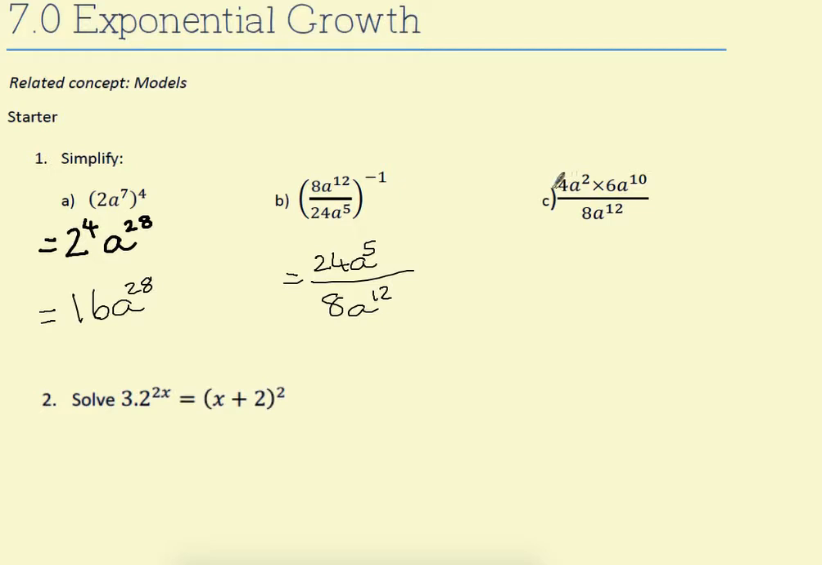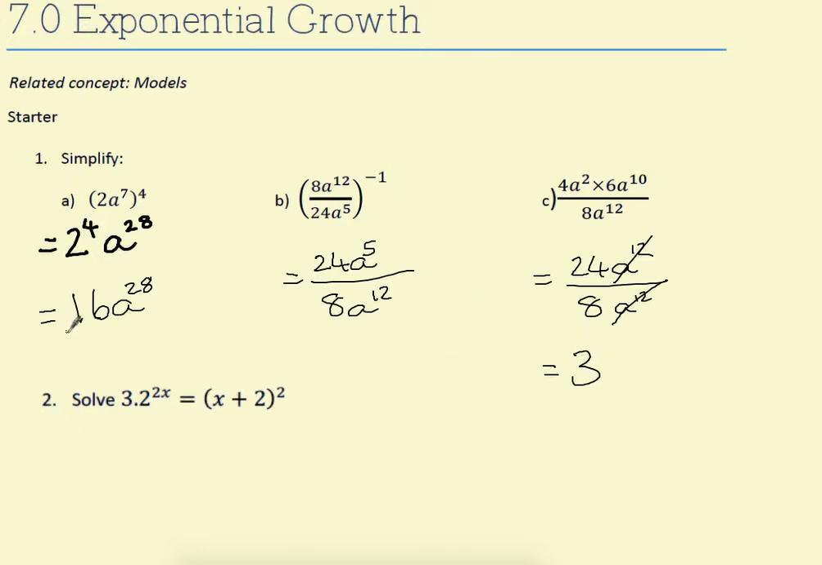Then moving on to part C, I think I'm going to try and simplify the numerator first. So I'll multiply the 4 and 6 together, and then I'm multiplying with the same base, so I'm going to add my powers to get a to the power of 12. Oh, and look, we've got a to the power of 12 in the numerator, which can cancel with a to the power of 12 in the denominator. Then all I've got left to simplify is 24 over 8, and 24 divided by 8 is 3.